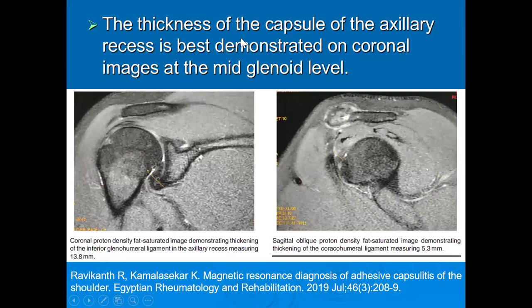The thickness of the capsule of the axillary recess is best demonstrated on the coronal images at the mid-glenoid level, rather than on the peripheral images. So we can see here the thickness of that axillary recess. This is the glenoid cavity. This is the scapula. This is the humeral head.